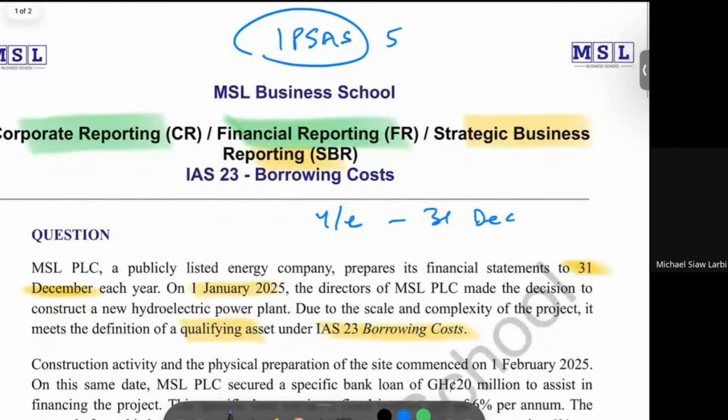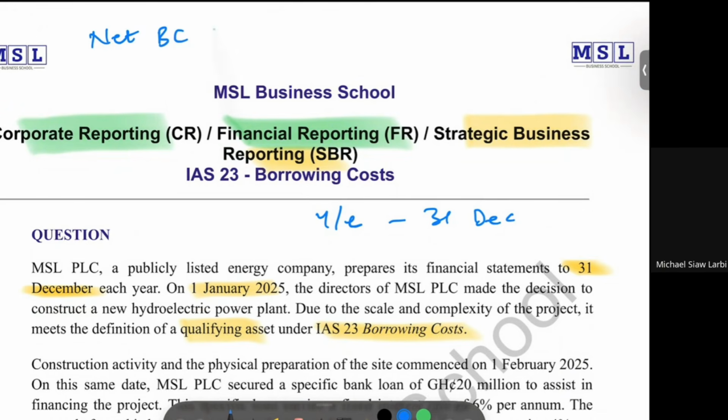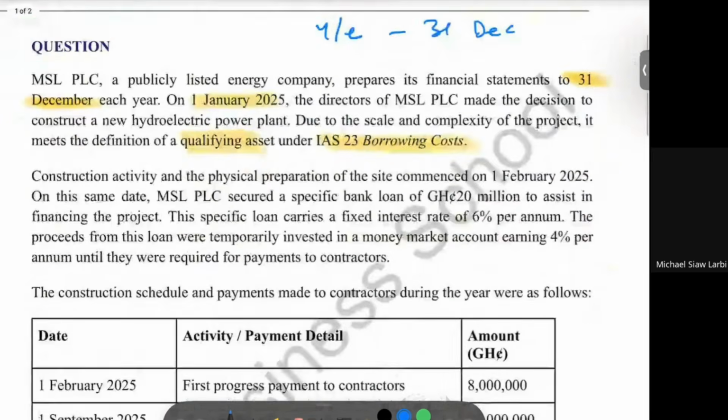Now, to give you a broad overview, the standard permits your net borrowing cost to be capitalized, which will be your gross borrowing cost less any investment income from the temporary investment of surplus or unused funds, right? Then if there's any suspension of activities, you don't capitalize borrowing costs during that period. This is a little summary, right? Hopefully, you have gone through a course that has taught you the principles. So this is a revision question.